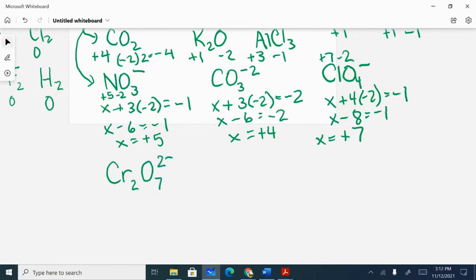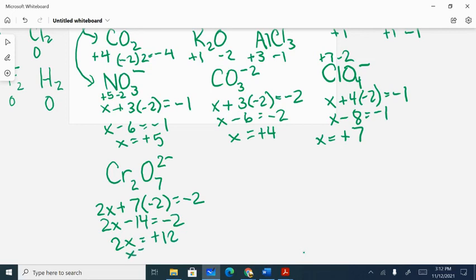Let's do one where we have more than one. This is the dichromate ion. So I have 2 chromiums. I don't know what the charge is, but there's 7 oxygens that each have a -2 charge, and the overall charge is -2. So 2x minus 14 is equal to -2. 2x is equal to +12. So each x is equal to +6. And there are the oxidation numbers of my elements in this polyatomic ion.